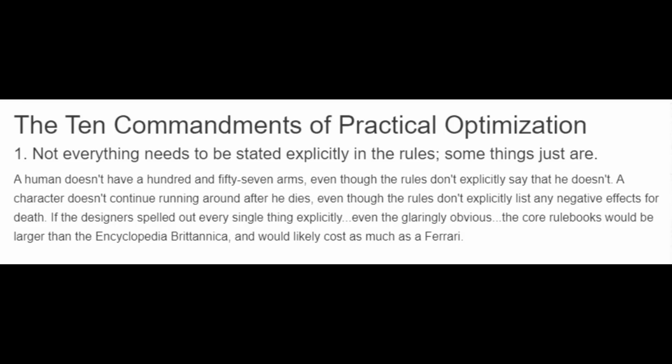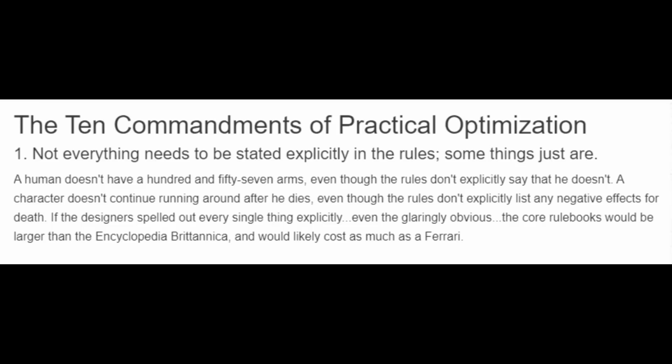Number 1, not everything needs to be stated explicitly in the rules. Some things just are. A human doesn't have 157 arms, even though the rules don't explicitly say that he doesn't. The core rule books tell us what is, and then they provide certain limitations, but there are certain things that they just leave to common sense. If the designer spelled out every single thing explicitly, even the glaringly obvious, the core rule books would be unreadable and unplayable.